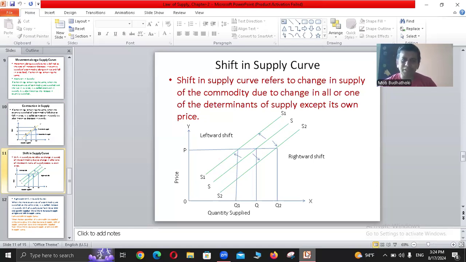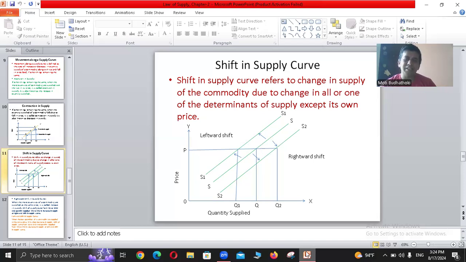Look at here. Here are three different supply curves. In the beginning, here is OP price and OQ quantity supplied of that commodity. At that time, here is the beginning supply curve. If the price is the same, but the factors other than price are in a favorable condition, the curve shifts rightward. If the producer feels it is a favorable condition for me, at that time the supply curve shifts rightward.